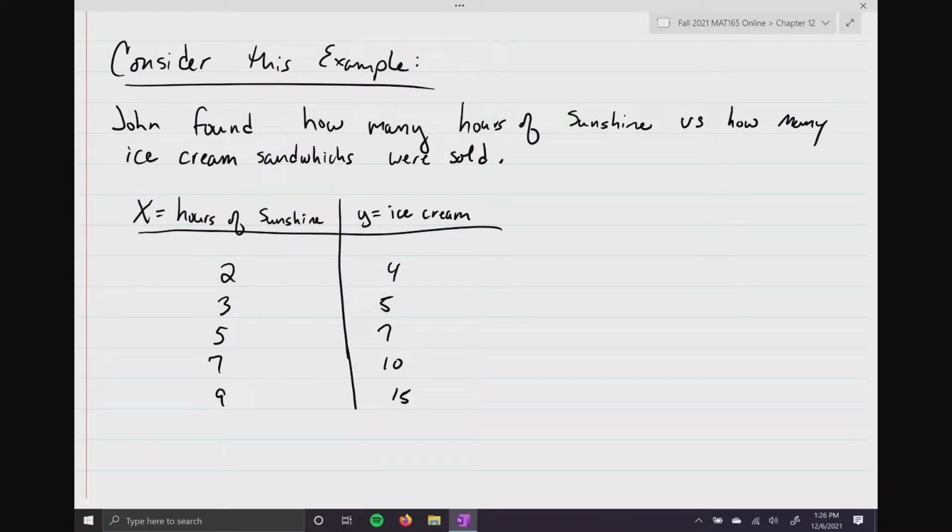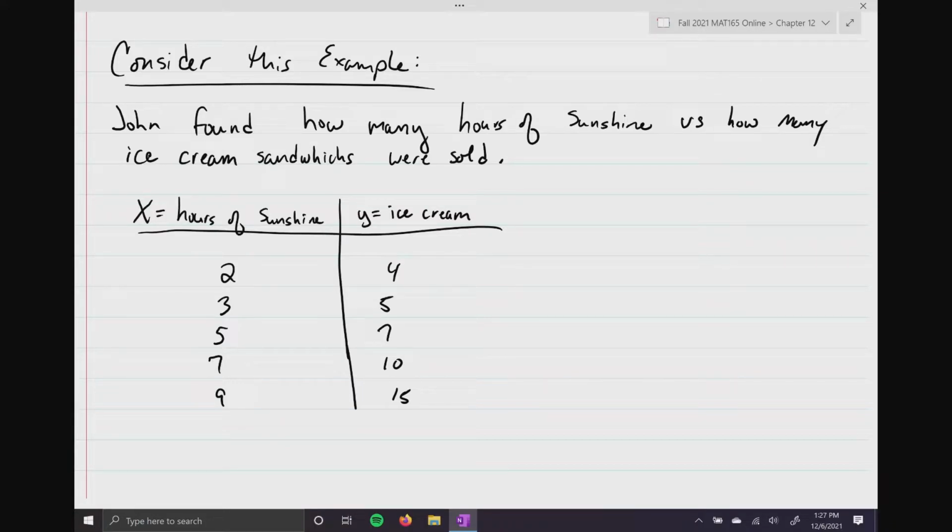Okay? So now what I wanted to do is, now that we reviewed a little bit of the algebra and we know regression lines allow us to predict values, and we have a predictor and a response variable, and we know the predictor variable is the independent variable, it's x, the response variable is the dependent variable, and that's y. I want us to consider this example right here. So this deals with hours of sunshine and ice cream. So John found how many hours of sunshine versus how many ice cream sandwiches were sold. Now, if you think about this, this is a very nice, simple example that deals with business.